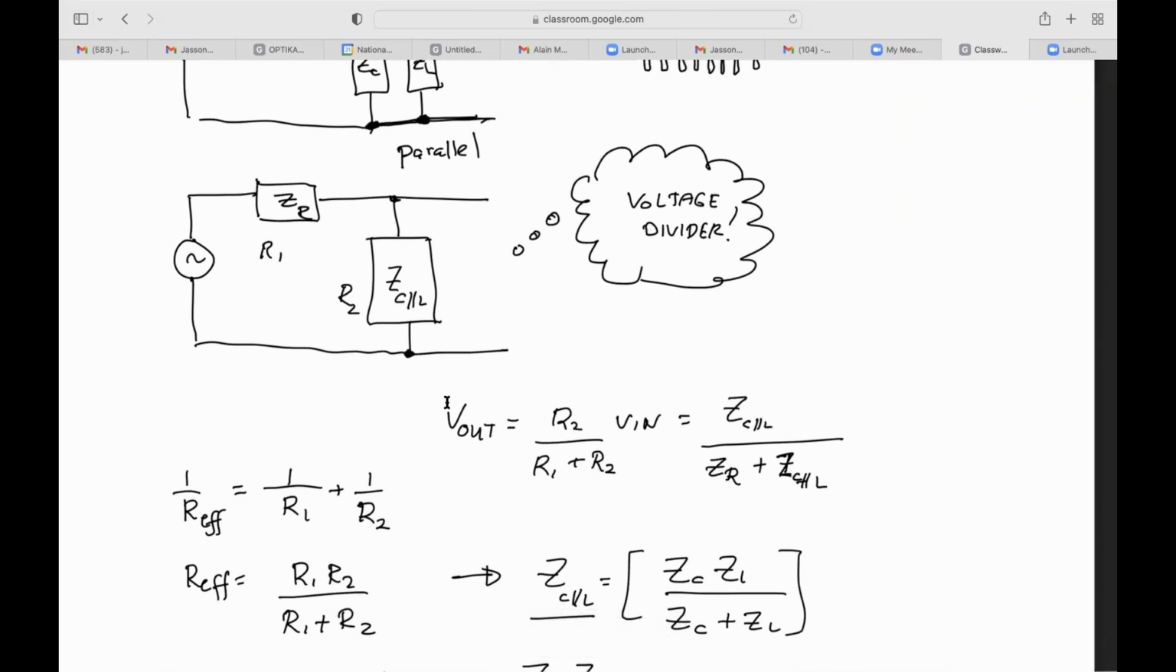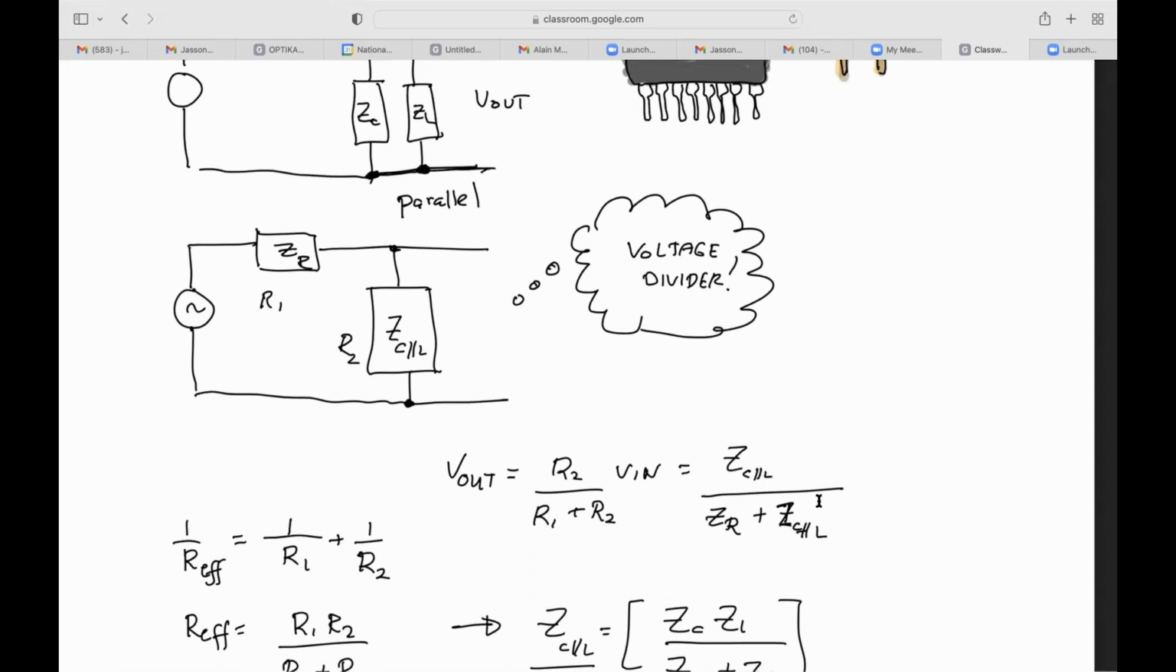V out is equal to, if you call this R2 and R1, this is R2 over R1 plus R2 times V in. What's R2? R2 is the impedance of those two components in parallel, and over R1, which is ZR, plus again R2, which is C in parallel.